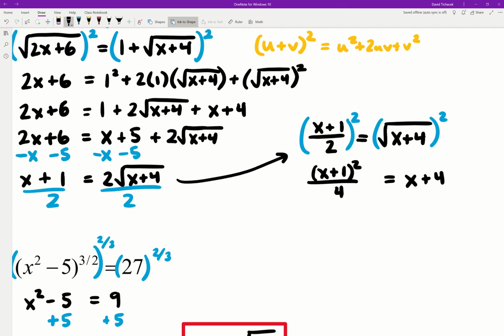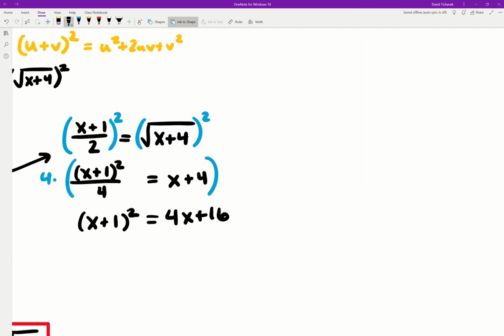Okay, at this point I would want to go ahead and get rid of that divided by 4, so I might multiply everything times 4, in which case I would get x plus 1 squared is equal to 4x plus 16. And then I would want to expand out that left-hand side. Again, that looks like u plus v squared, so I might expand that into x squared plus 2x plus 1 is equal to 4x plus 16.